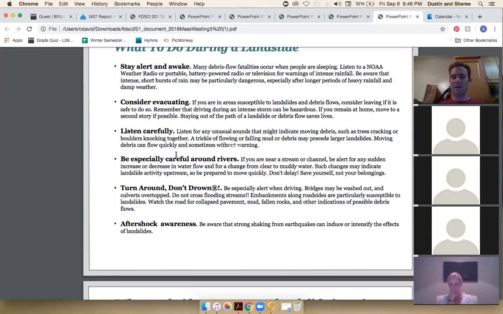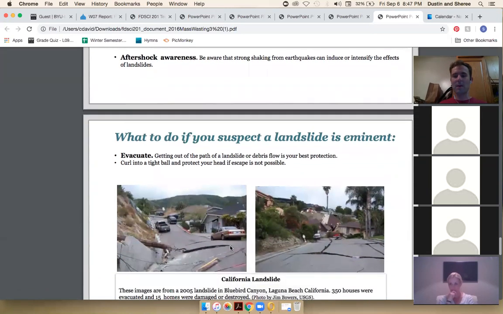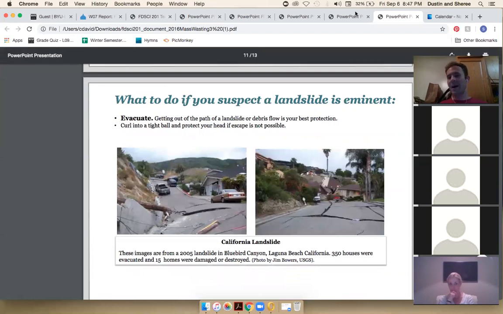So yeah, stay away from bridges. Beware of aftershocks. And more, if it's an earthquake that's causing it, be aware that an aftershock can trigger another landslide. If you think a landslide is going to happen, just get out of there and evacuate.